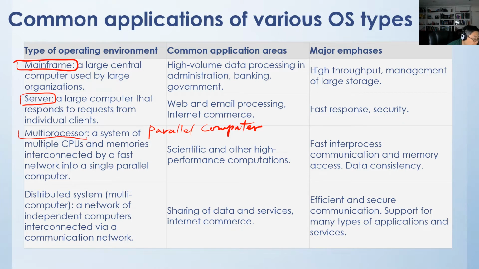Okay, and then another type of computer is called a distributed system. It's a network of independent computers interconnected via communication networks. So they can create a kind of virtual big computer by combining the power of each individual personal computer, and eventually create an effect like a big computer.